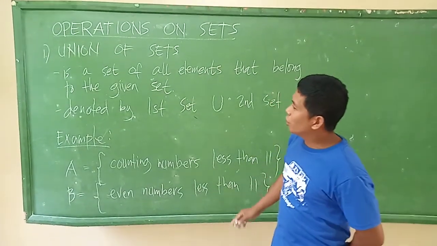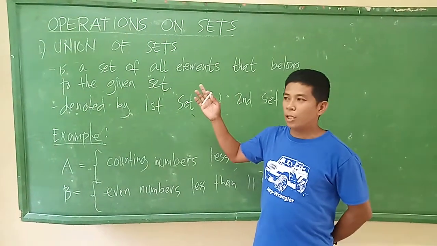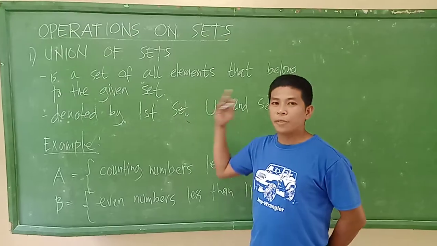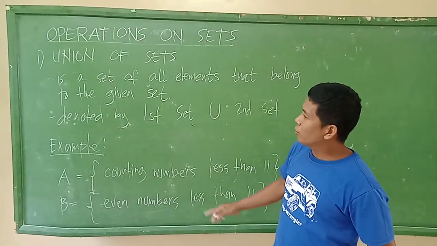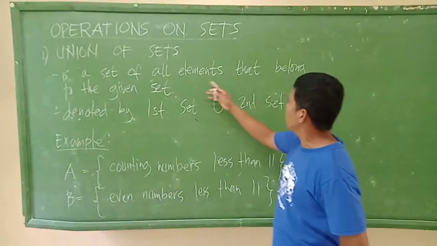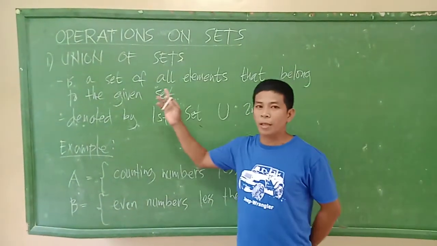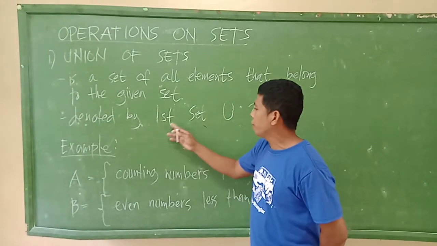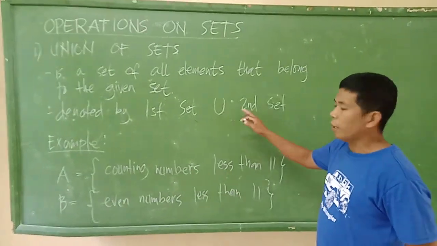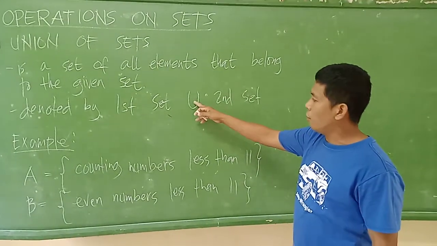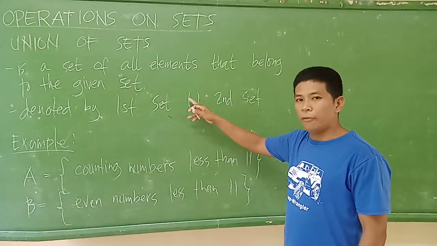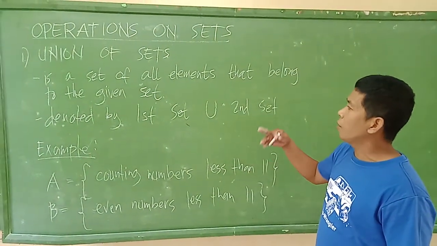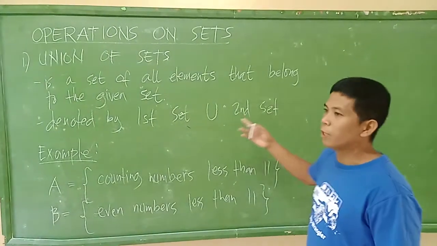So first we have the union of sets. Actually there are different set operations, but let's first look at the union of sets. By definition, the union of sets is the set of all elements that belong to the given sets. By notation, it is denoted by the first set, union, and the second set. This is the symbol of the union of sets, the curve that opens upward. Because, repeat, it is a set of all elements that belong to the given sets.